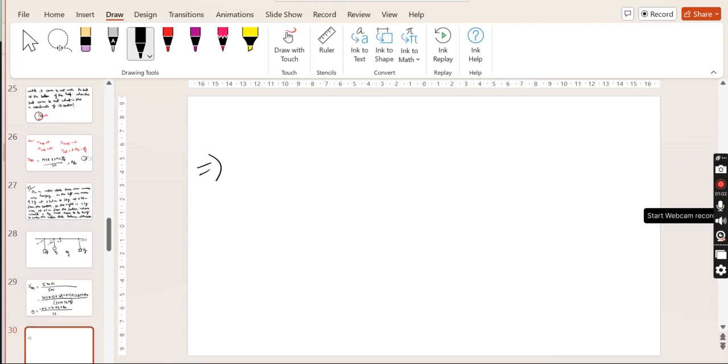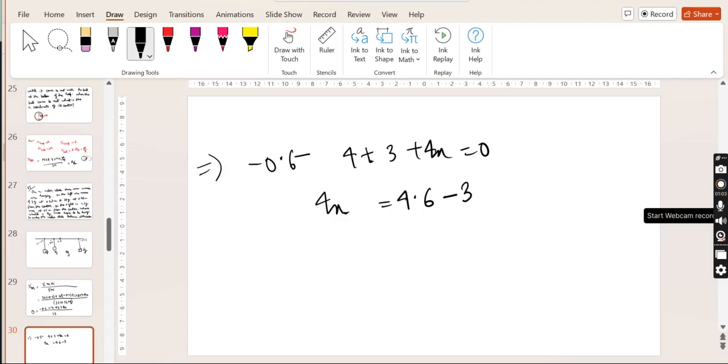So minus 0.6 minus 4 plus 3 plus 4x is 0. So 4x is equal to 4.6 minus 3. So x is equal to 1.6 by 4, that is 0.4. So it is positive, so it will be on the right side.